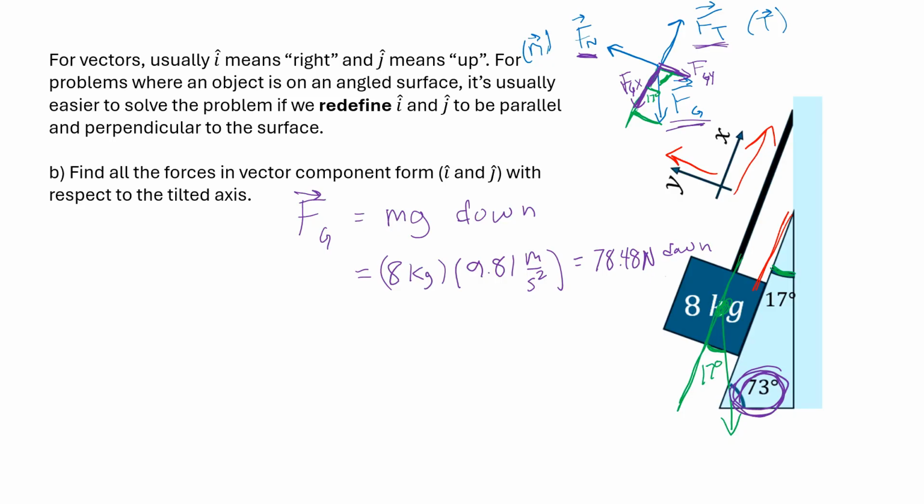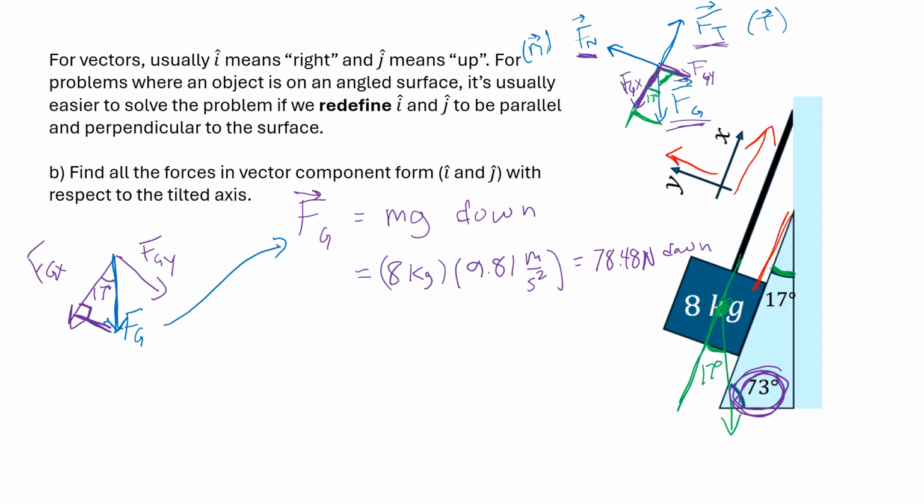Let me redraw that, just that triangle. FGX is right here, FGY, and FG I had drawn in blue. And now we ask, I don't know what FGX is, but I do know what the total FG is. This is what we had computed right here. This was the 78 newtons. That looks like a hypotenuse to me. I have 17 degrees, and I'm looking for FGX. So how do I combine these? FGX is adjacent to the 17 degrees, and so that sounds like a cosine.